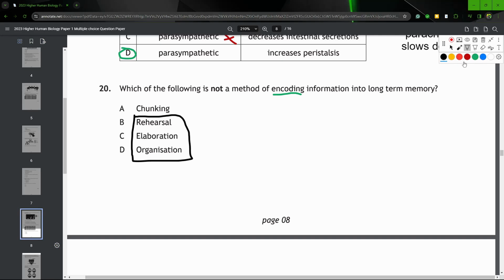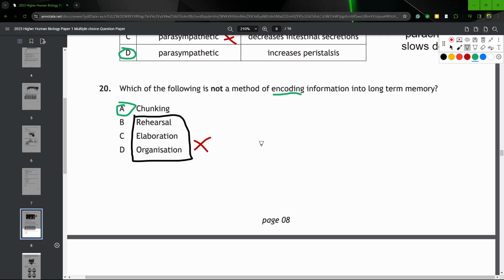So that means all these can't be true, because rehearsal is repeating information over and over again. Elaboration is adding extra detail onto information. Organization is organizing into meaningful groups. But all those help encode information into long-term memory. So that's garbage. So it must be chunking. But why is it chunking? Because chunking does help with encoding.